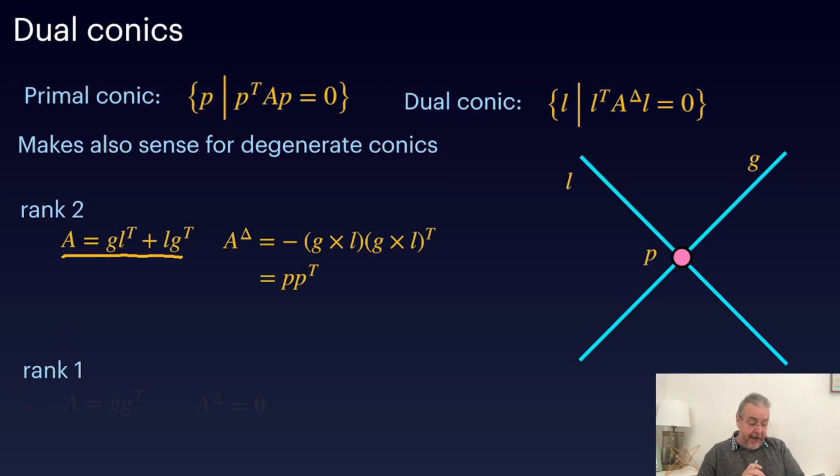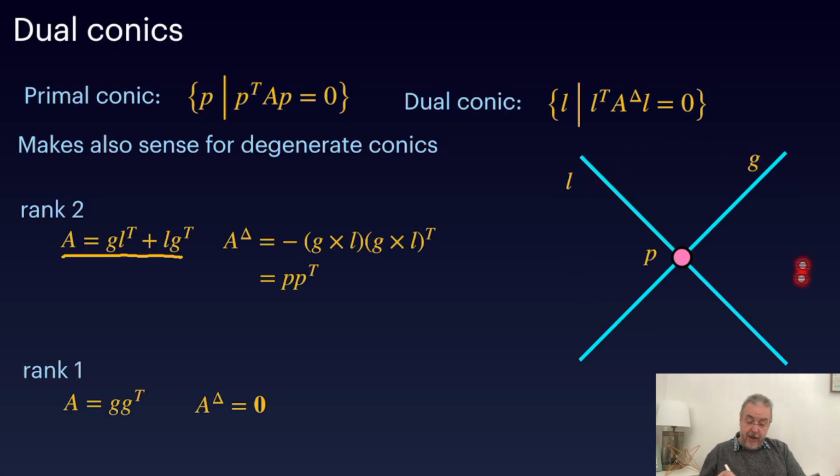So the rank 1 case, you have already two lines coinciding, and you have a rank 1 matrix here. And if you calculate the adjoint of a rank 1 matrix, you will get the 0 matrix. What does this mean? This means that in that case, you cannot get the polar from just calculating the adjoint. You just have too little information. We will see what this means in a minute.